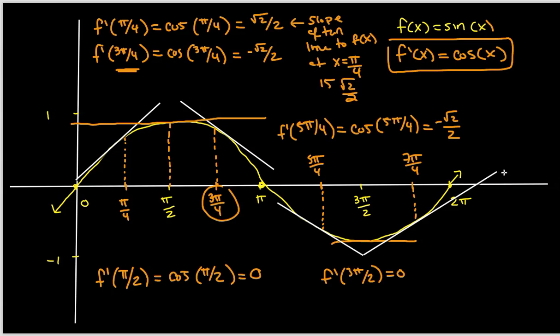Here is the tangent line at 7 pi over 4, and that tangent line looks like it has a positive slope. Therefore, we would expect the derivative to be positive. So, f prime of 7 pi over 4 is equal to the cosine of 7 pi over 4, which is equal to the square root of 2 over 2. And it's the same as this guy was, right? Okay, so what are we seeing here?